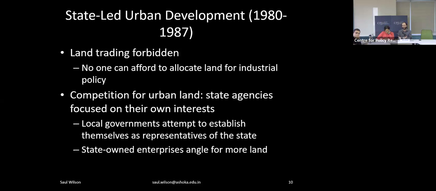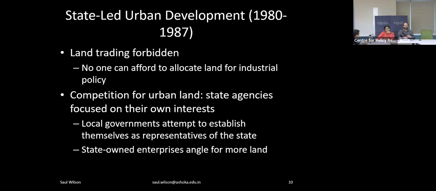The best it can do is charge the end user the price it cost to take the land in the first place. So the government can provide the service of taking the land. It's not clear to the government why they would want to do this. And so the government has very little incentive to engage in land takings and to use land for industrial policy. Instead, what local governments have an incentive to do and what state-owned enterprises have an incentive to do is to claim land for their own purposes.